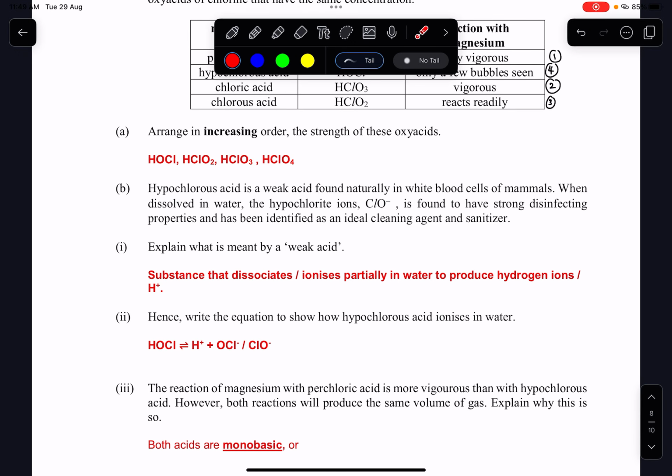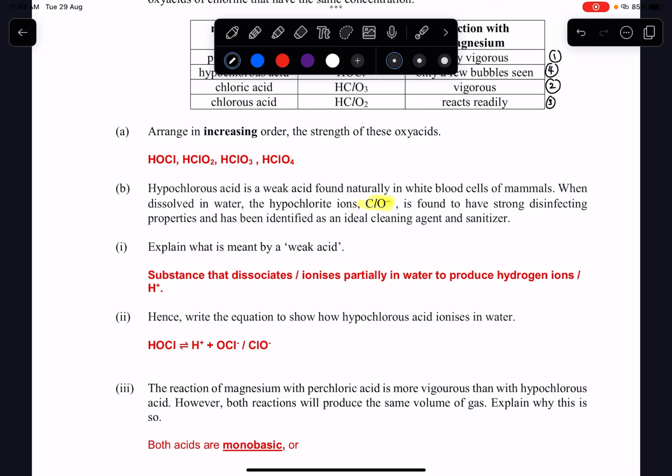Next, part B. Hypochlorous is a weak acid found naturally in the white blood cells of mammals. Do you think this is important? It's just context, you can ignore. When dissolved, the hypochlorite ion is formed. This is very important. They are giving you a clue to the answer. So you might want to underline this or box this up in your exam. It's found to have strong disinfective properties and has been identified as an ideal cleaning agent and sanitizer. Is that important? Not really.